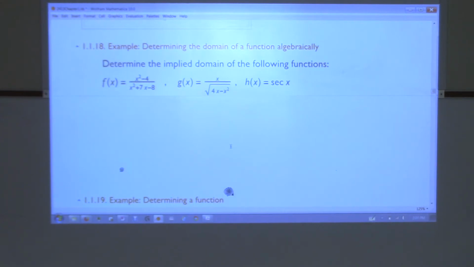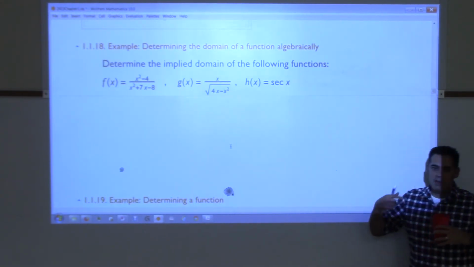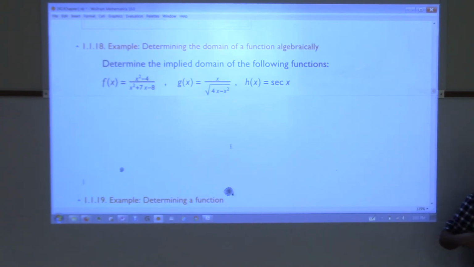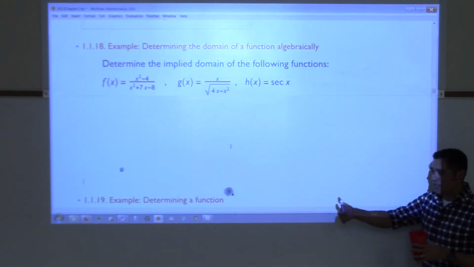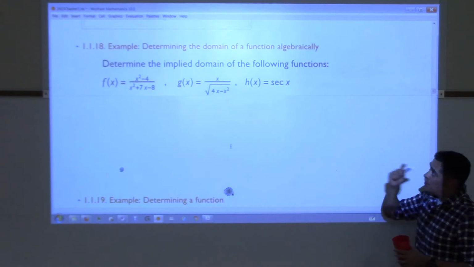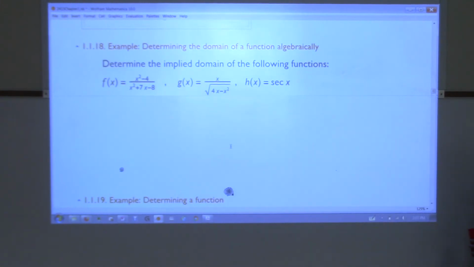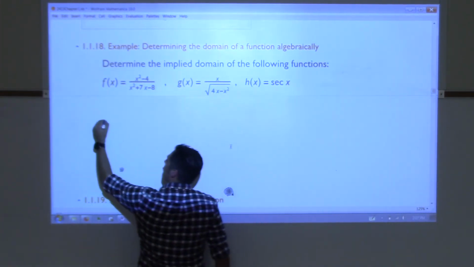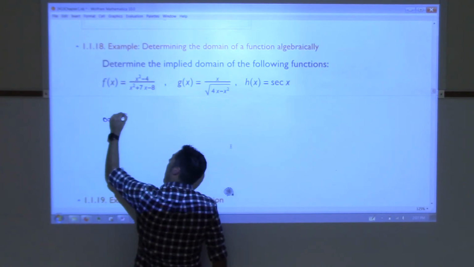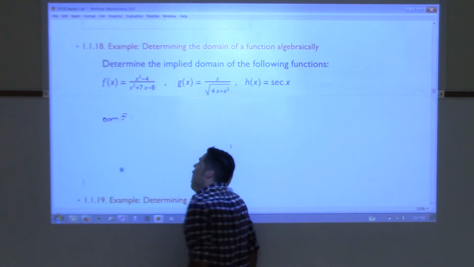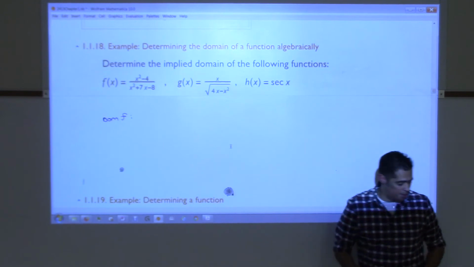We already said that the layman term for domain basically means what can you plug in, what can you not plug in. So domain would be the stuff that's good, that's valid. Look, I've given you 3 functions here. We're going to do each of these. What's the domain of f? We might have to do some work for this.